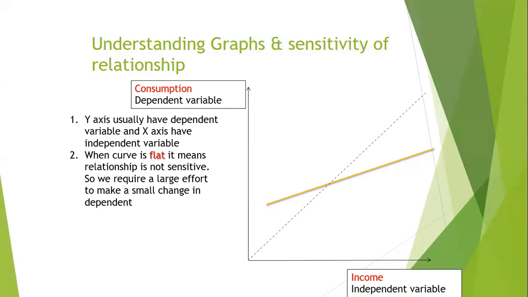Because every time x increases, y will increase equally, because the line is showing slope equal to 1. Yes. So if there is a 45-degree line, it has a slope equal to 1, meaning a 1 unit increase in x will lead to a 1 unit increase in y.